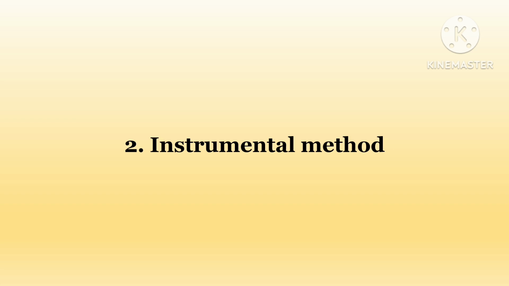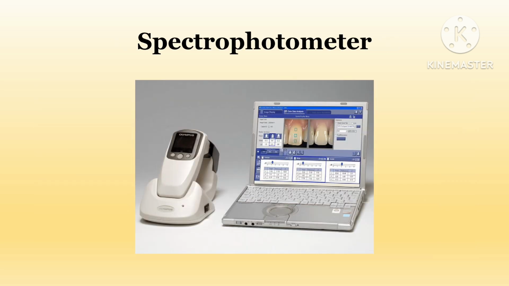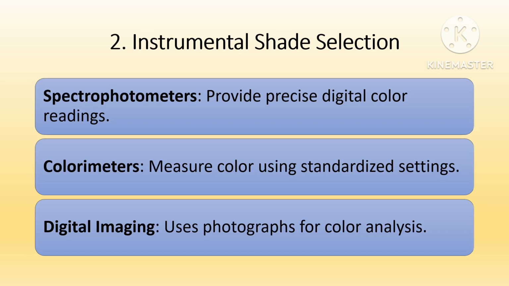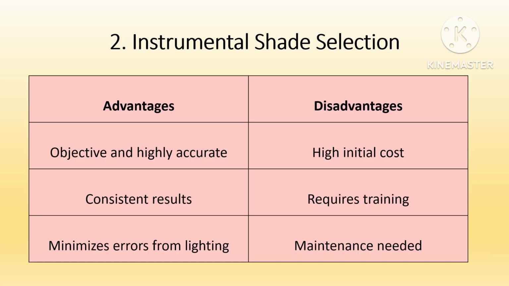Now coming to the second method, the instrumental method. This method uses advanced tools to measure tooth color. An example in this method is the spectrophotometer, which uses a wavelength. When it is reflected from the teeth, it gives precise data about the color or the shade selection for a particular tooth. Colorimeters measure color in a standardized system like Lab. High resolution cameras capture and analyze tooth color for consistent results. This method is objective and highly accurate but requires investment in equipment, regular calibration and training as well.